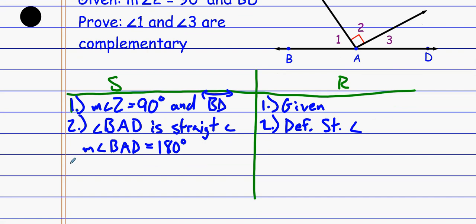Now I can say, hey, you know what? The measure of angle 1 plus the measure of angle 2 plus the measure of angle 3 equals 180 degrees. And you could probably tell me how I know that. The whole thing's 180 degrees. The little pieces add up to 180 degrees. It's my angle addition postulate.